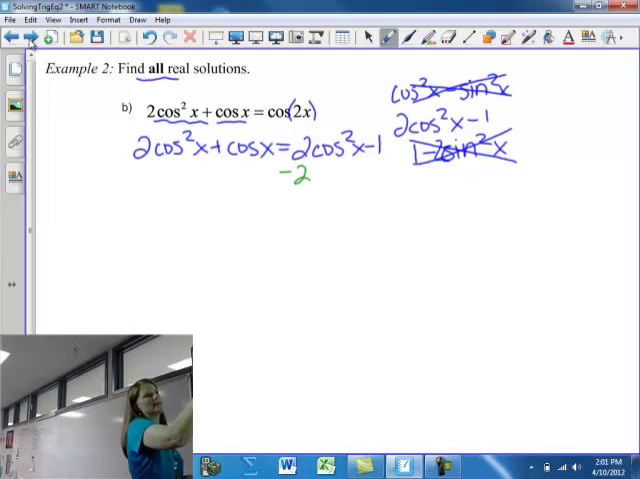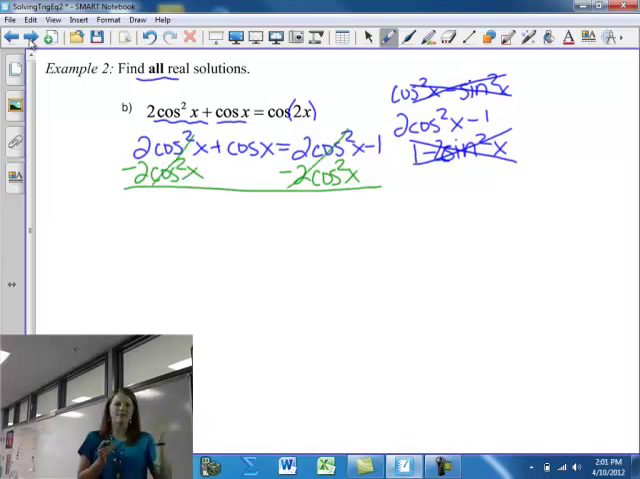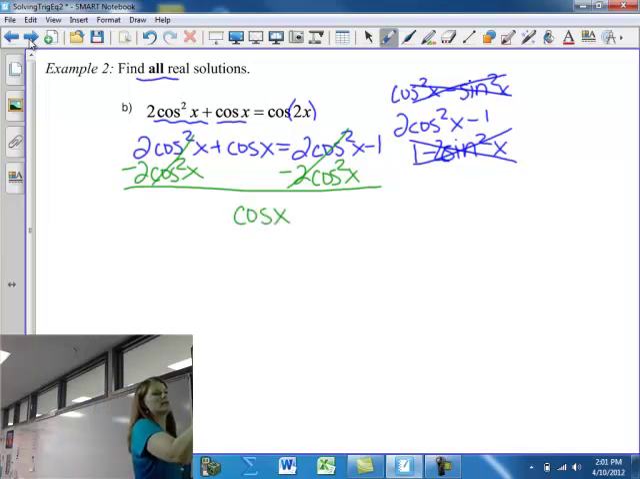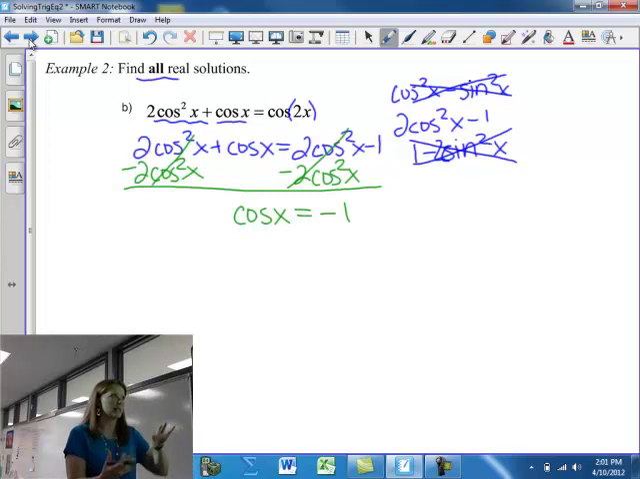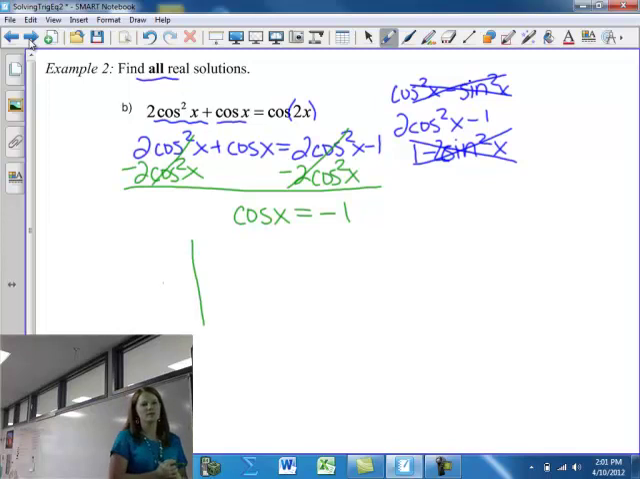Because if we subtract to get everything on one side, or I'm just going to start with a cosine squared actually. If we subtract our 2 cosine squared x, guess what happens? They're gone. We don't have to deal with them anymore. Okay, well now I have that the cosine of x is equal to -1. I was starting in my brain to get everything to equal 0, but I don't have to do that because now I already have my cosine of x by itself. So where in my unit circle is the cosine equal to -1?